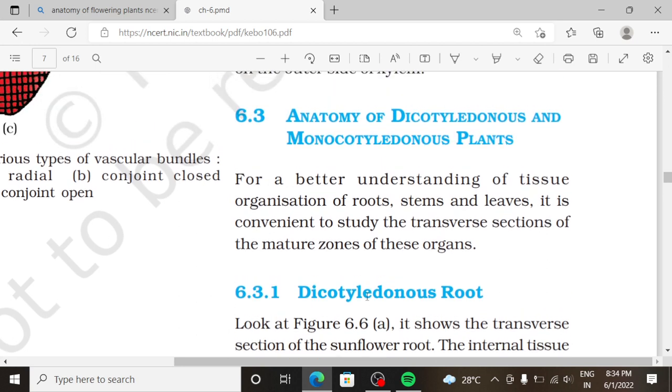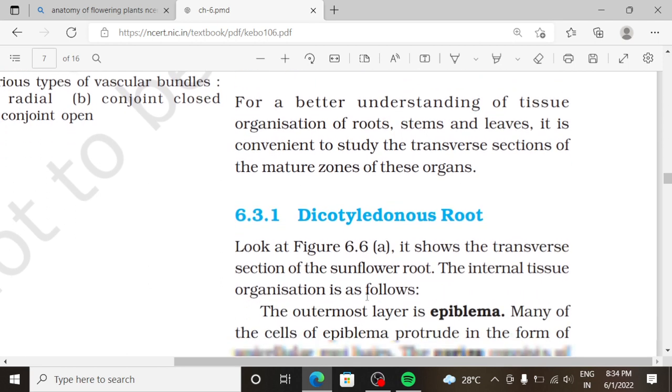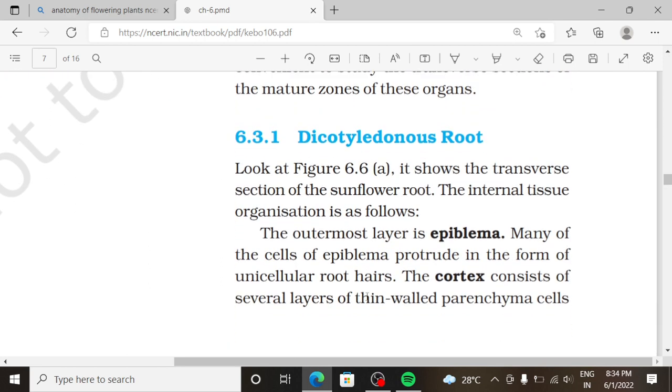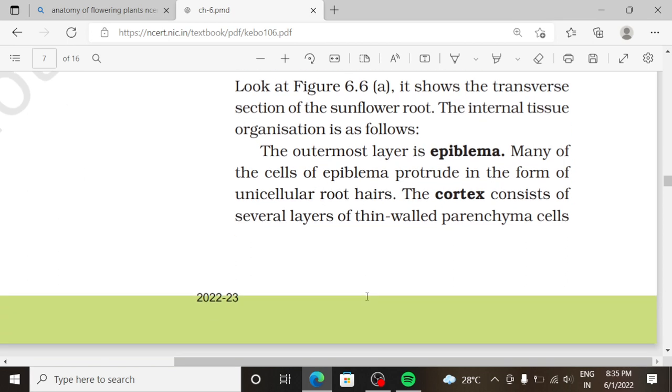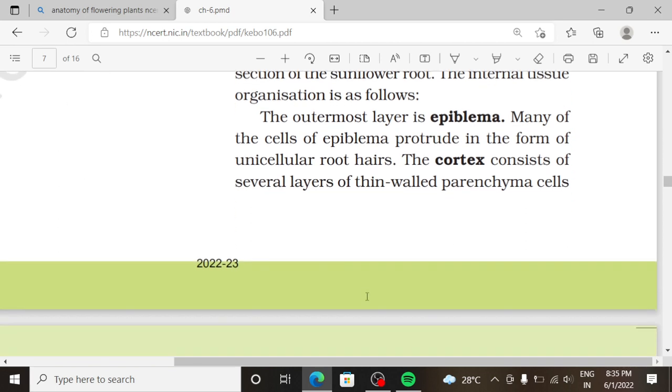Now, anatomy of dicotyledonous and monocotyledonous plants. For a better understanding of tissue organization of roots, stems and leaves, it is convenient to study the transverse sections of mature zones of these organs. Dicotyledonous roots. So, look at figure 6.6a. It shows the transverse section of the sunflower root. The internal tissue organization is as follows. The outermost layer is the epiblema. Many of these cells of the epiblema protrude in the form of unicellular root hairs.